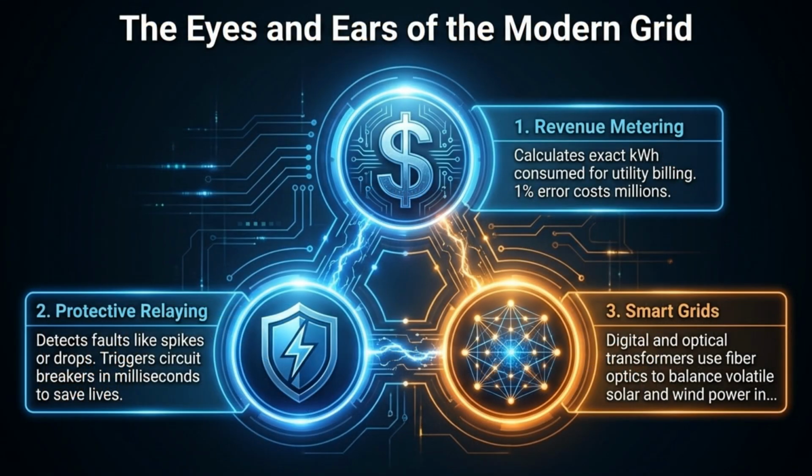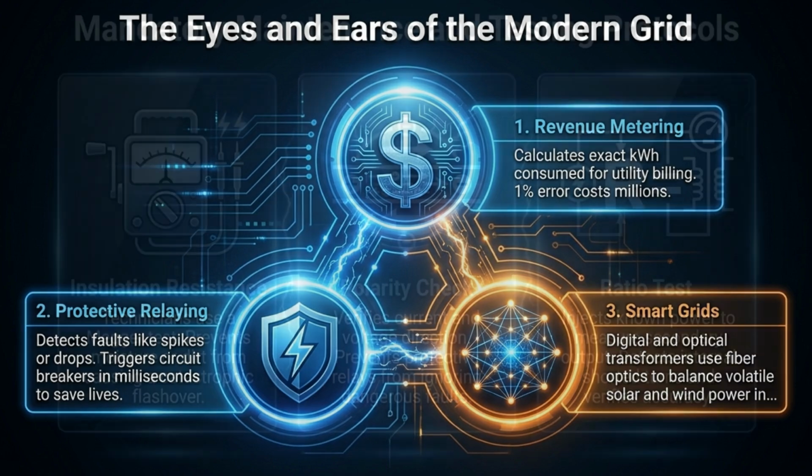Instrument transformers are the eyes and ears of the modern grid. They enable accurate revenue metering for billing, protective relaying to detect faults and trigger circuit breakers, and support smart grids that use digital and optical transformers to balance volatile power sources.